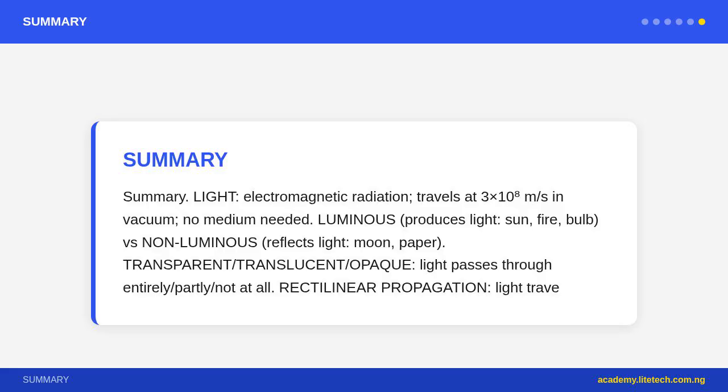Summary: light, electromagnetic radiation, travels at 3 times 10 to the 8 meters per second in vacuum, no medium needed. Luminous, produces light: sun, fire, bulb. Versus non-luminous, reflects light: moon, paper. Transparent, translucent, opaque: light passes through entirely, partly, not at all. Rectilinear propagation: light travels in straight lines, shadows.